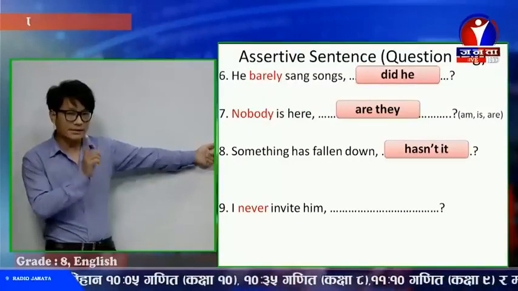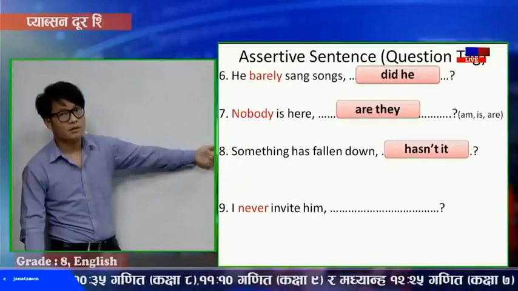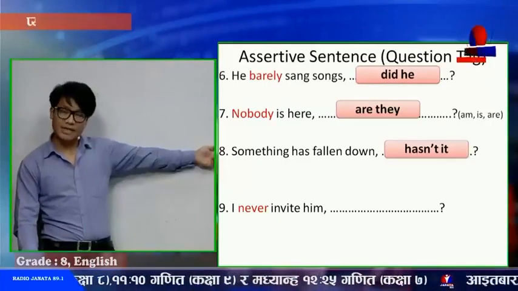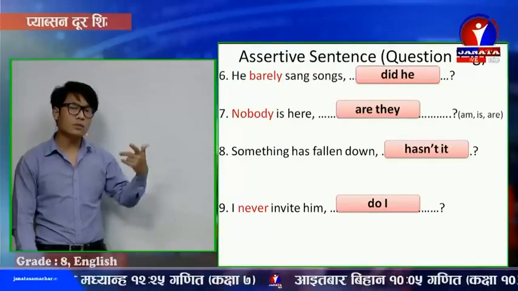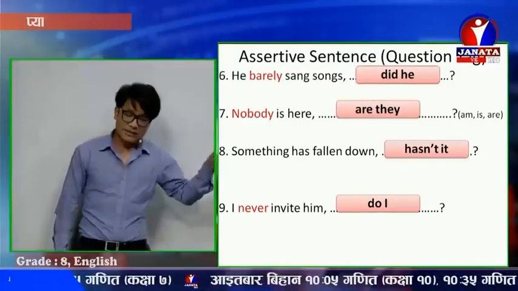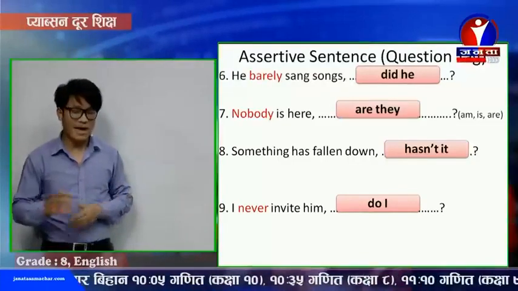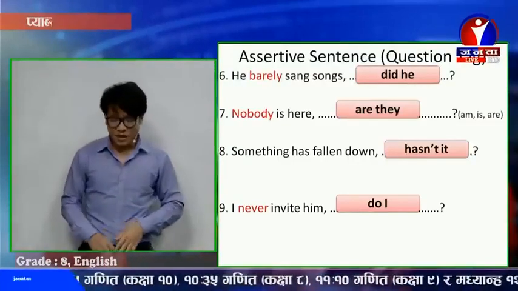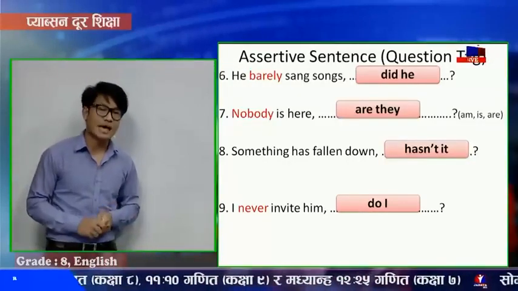So this is a negative statement. What is the question tag? Obviously the question tag is do I. Why is there a do? Because the statement is negative, as it has the word never. So the right answer is do I. So these are the examples of question tags for assertive sentences.